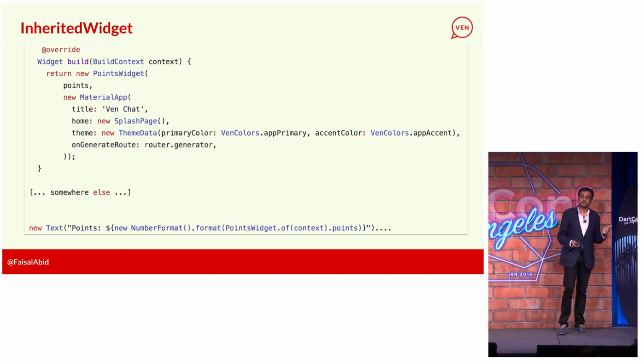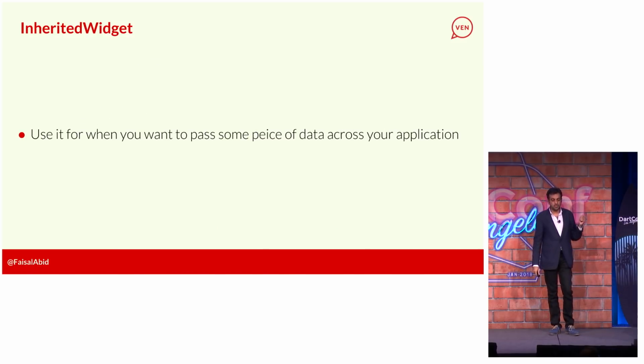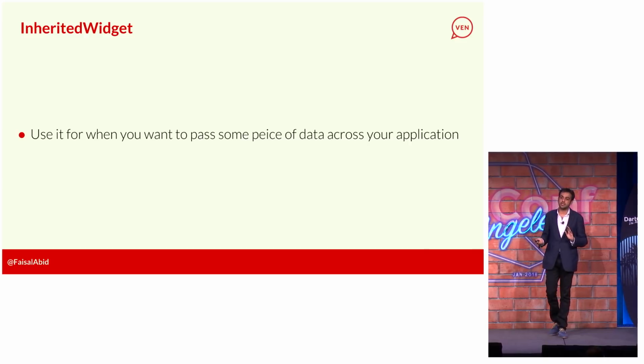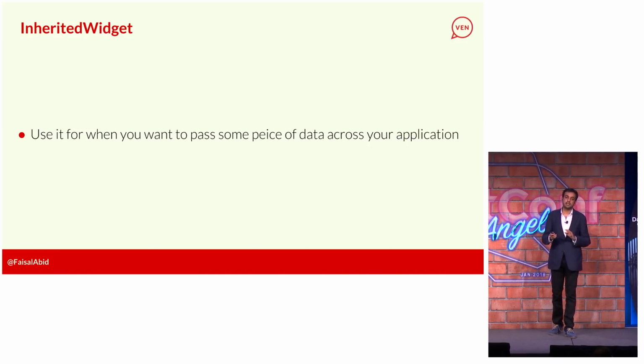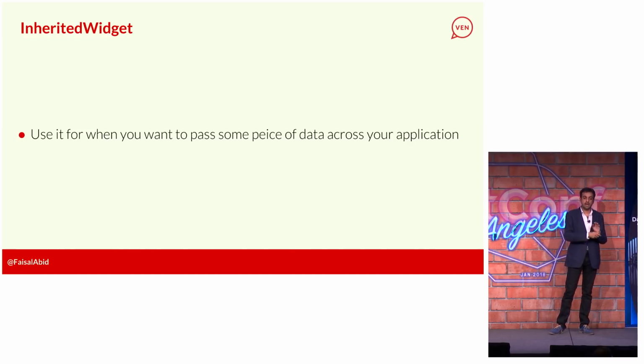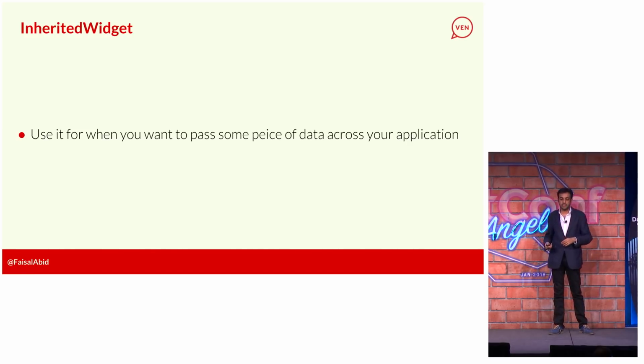So inherited widget is your friend. Use it for when you want to pass some piece of data across the application. It seems daunting. The docs aren't super clear on it, but if you take a look at the sample, and there's a great Medium post on it too, you'll understand that it's actually a very simple concept, and you can really use it anytime you want when you have a single piece of data flowing through your application.